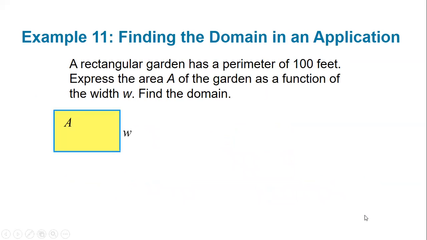All right, we're on to a real world example. Here I have a rectangular garden that has a perimeter of 100 feet. Express the area of the garden as a function of the width. So first thing first, we have a rectangular garden and its perimeter is 100. What is perimeter? The amount around, right? The perimeter is the outside part of this. And so we know that the perimeter equals 100.